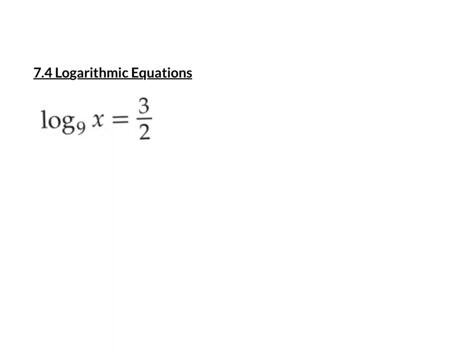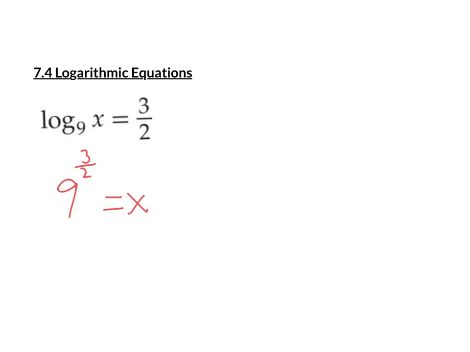So this first example, you're going to have problems of this type, where they've given you two of the three things that you need in order to solve. So what I want to really do is rewrite this equation as an equation without the log. So how would I do that? 9 to the 3/2 equals x. So that's all you really need to do here. Simplify that, and you're done. So go ahead and finish that problem.